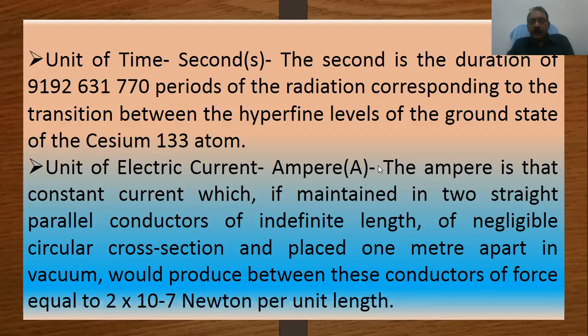The ampere is the constant current which, if maintained in two straight parallel conductors of infinite length of negligible circular cross section and placed 1 meter apart in a vacuum, would produce between these conductors a force equal to 2 into 10 to the power of minus 7 newtons per unit length.